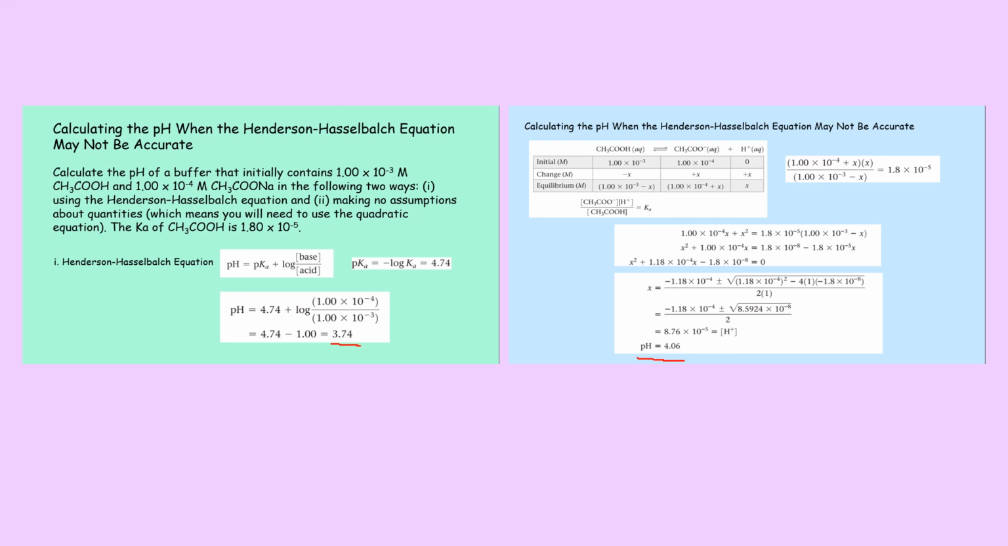Therefore, we see that the assumptions behind the Henderson-Hasselbalch equation are not valid when the initial concentrations of the weak acid or the weak base are small compared to its Ka or Kb. That is how we determine whether we will use the Henderson-Hasselbalch equation or make assumptions or not. I hope you learned something from this video and that you can apply it in your calculations.